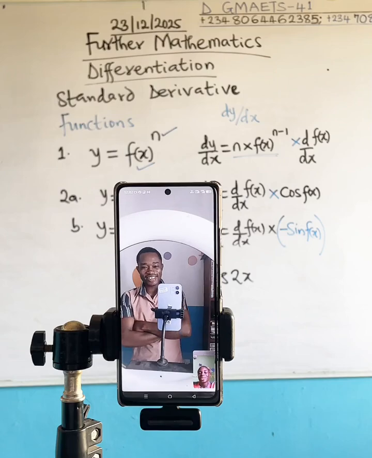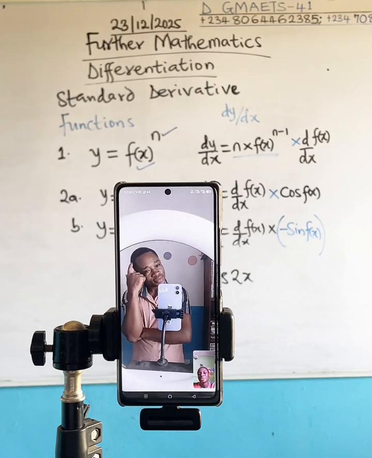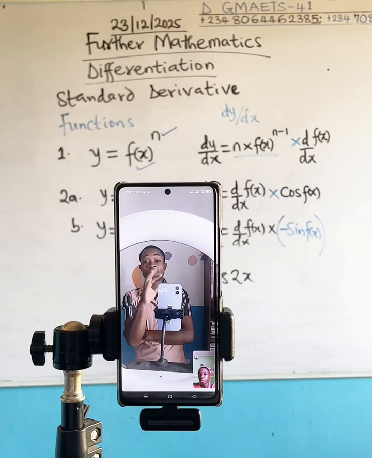Minus sine 4x. Minus sine 4x. All right, thank you. I know what caused this problem, but we're going to solve it, okay? But let me say something before I interfere if necessary.